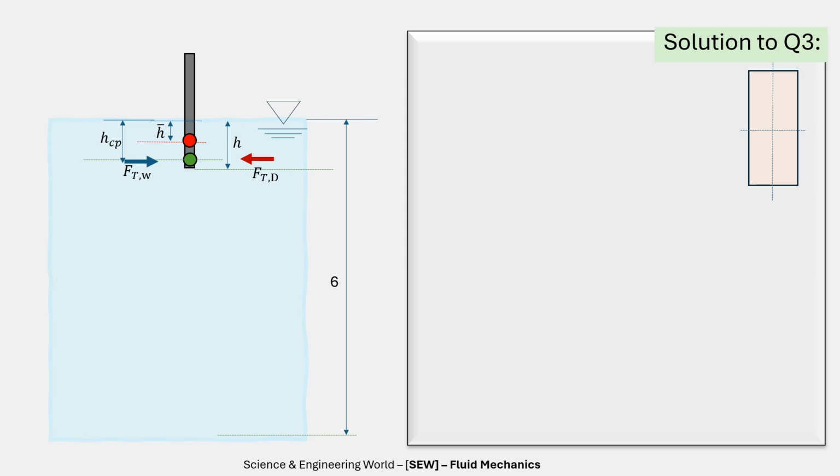The first thing we want to establish here is that for the driver to be able to escape from the car, the force of the water on the door must be less than the force of the driver.